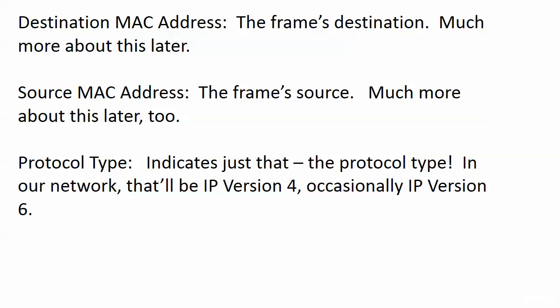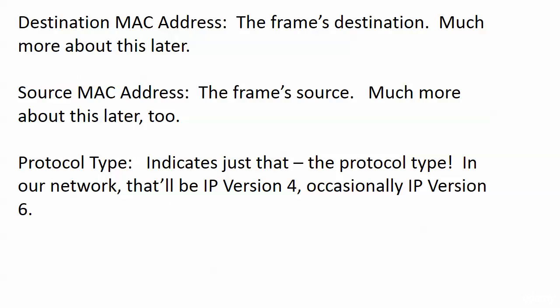There's the destination MAC address, the frame's destination. Much more about that coming up in the next couple of sections, as with the source MAC address. Now the protocol type, it indicates the protocol type. What else are you going to say about it? In our network, that'll be IP version 4 for almost all of the course, and then in the IP version 6 section, of course, that would reflect IPv6.